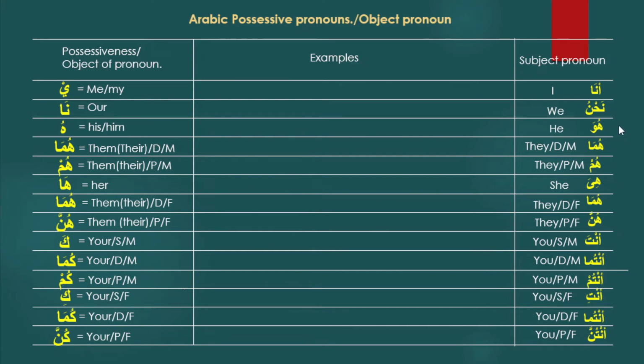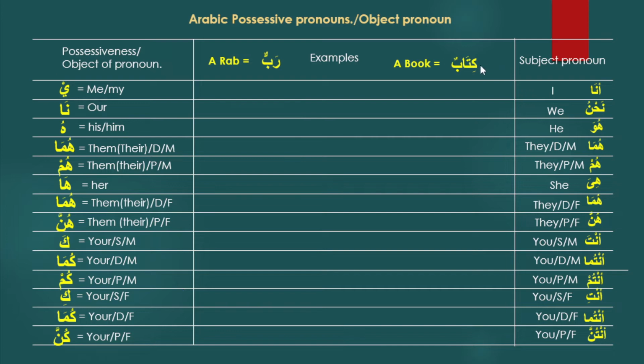This way we can remember the object pronoun. If we can remember the subject pronoun, then from the subject pronoun we can understand what our object pronoun will be. Now we will see some examples of how the object pronoun is used in a word or sentence.